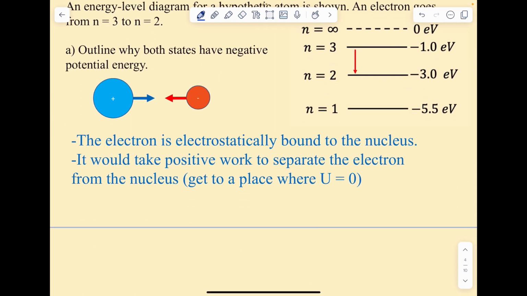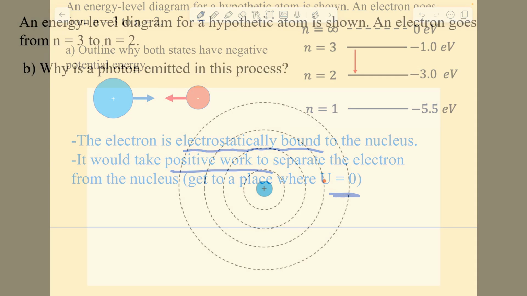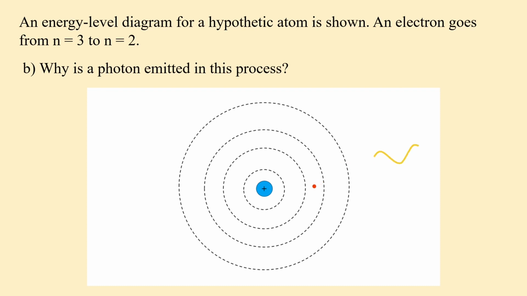So we can say that the electron is electrostatically bound to the nucleus, which means it has negative energy, and that it would take positive work to separate it from the nucleus and get to where U equals 0. Part B is pretty simple. It just asks why a photon is emitted in the process.